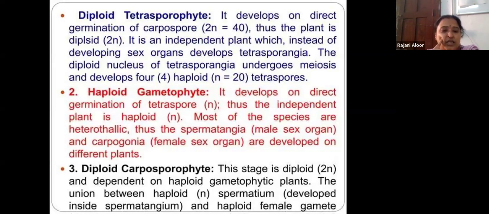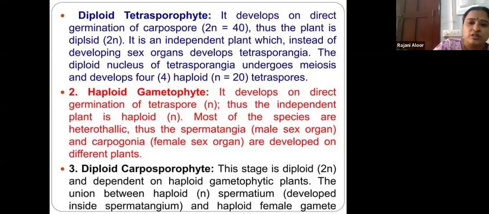In the total life cycle of Polysiphonia, 3 kinds of plants are recognized. This is very, very important for Polysiphonia. You can't see male and female gametes produced directly, and in the asexual phase, zoospores are not like that. This is a different type of reproduction. The 3 stages are also very important.